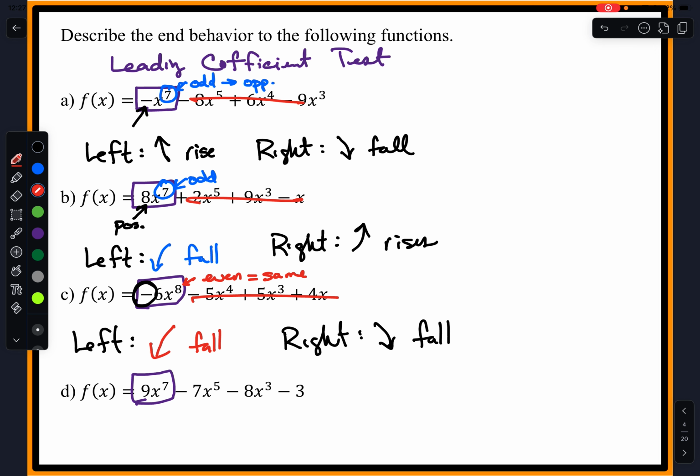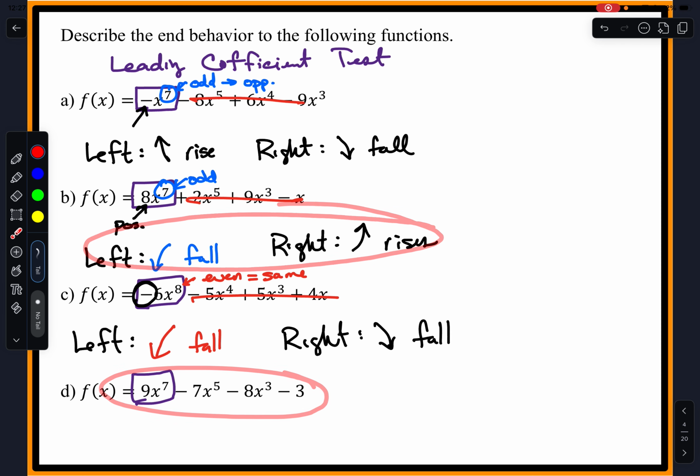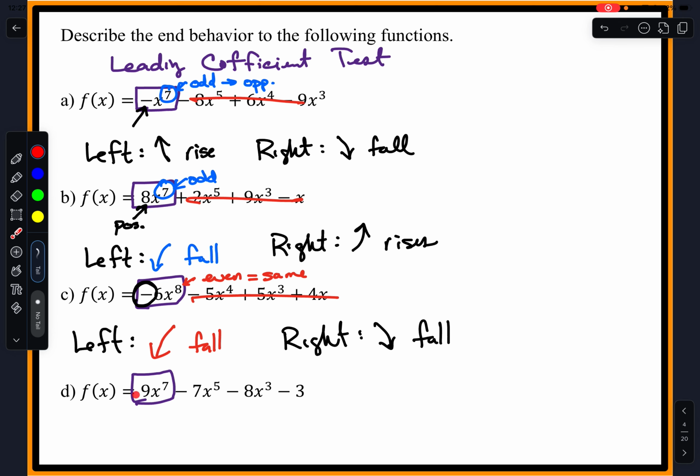So let's look at the last example. Change this to an 8. That should not be a 7, because then it's going to do the same thing as one of the previous ones, the same behavior as letter B. The only difference is that this is a 9 and a positive 8. With a positive 9, the right side is going to look the same, and with an odd degree, the left side is going to go in the opposite direction. But let's do this instead: let the exponent, instead of being a 7, be an 8. So let's say it's 9x to the 8th power.